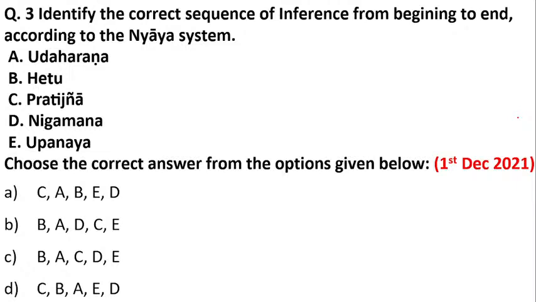Question number 3 is saying: identify the correct sequence of inference from beginning to the end according to Nyaya system. This is a very simple question. In my previous session, yesterday's Thursday session, I have taken this question. What is the sequence of inference from beginning to the end according to Nyaya system? Try to answer this, students.